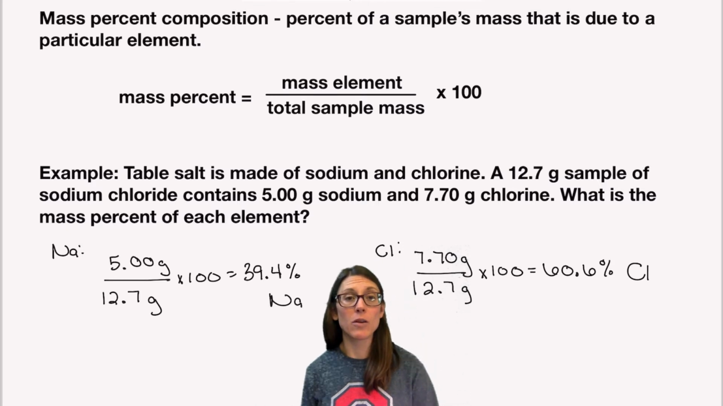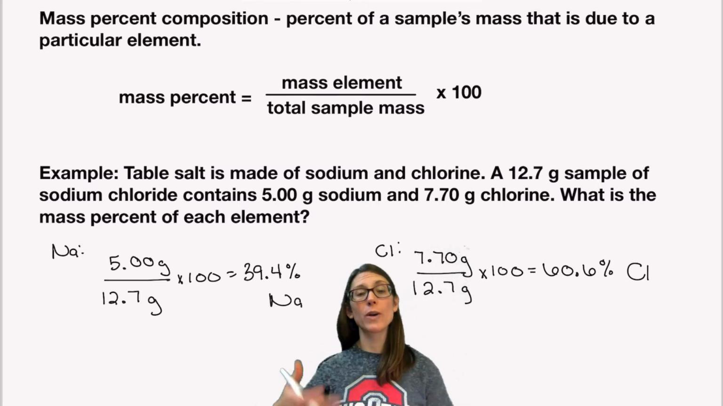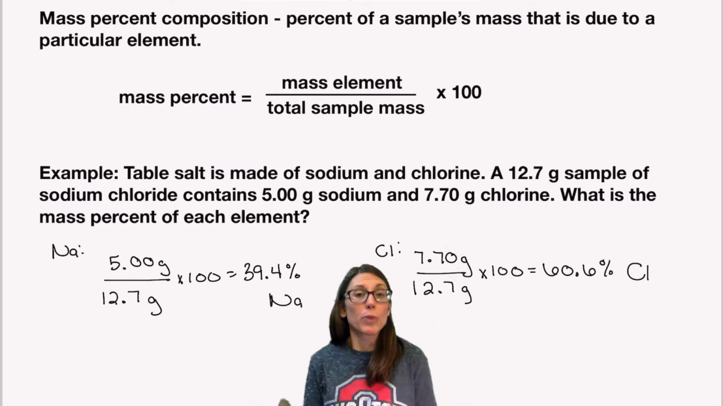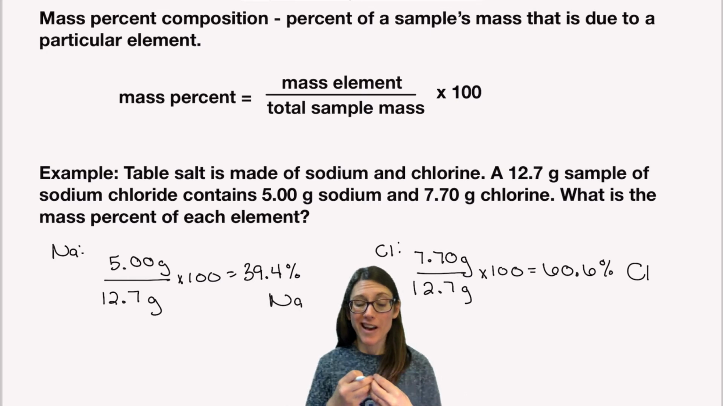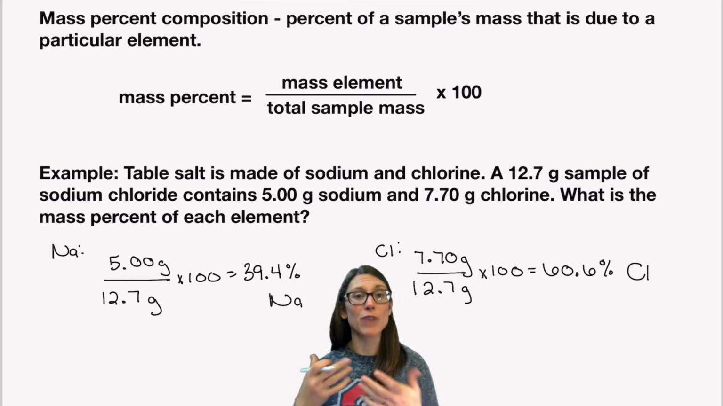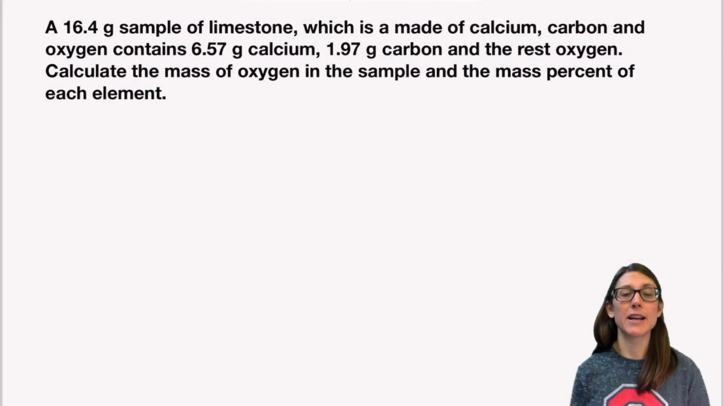Now I want to point something out. This is a percent. Percents always add up to 100. So because there's only 2 elements here, once I had known the mass percent for the sodium, I could have found the mass percent of chlorine by subtracting from 100. It's another option. Let's take a look at a second example.